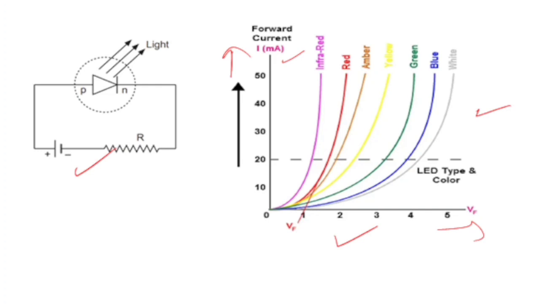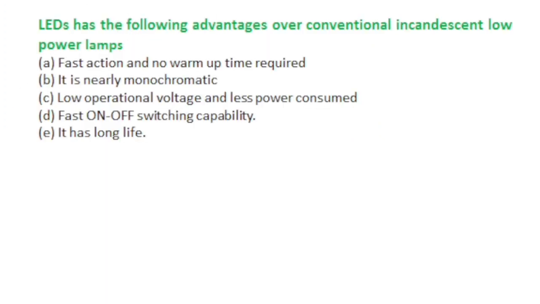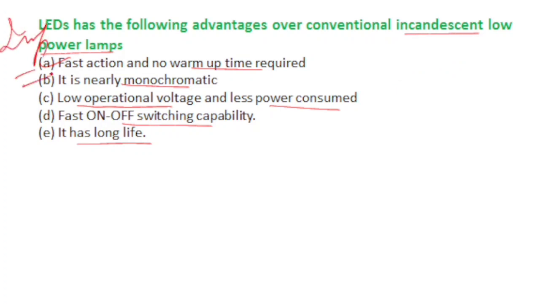Now one important thing in this case is LEDs have the following advantages over the incandescent low power lamp. What are the different advantages? It has very fast action, no warm up time is required. Light emitted is nearly monochromatic. It operates under low voltage, and less power consumption is there. Fast on off switching capability. It has a very long life. These are the advantages of LED over the conventional incandescent low power lamp, and this is very, very important, right?